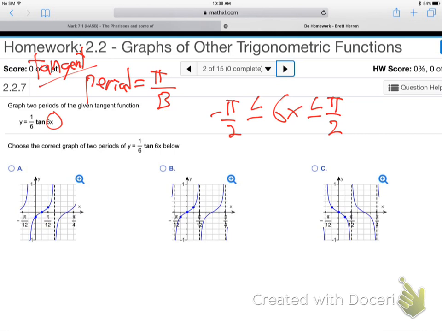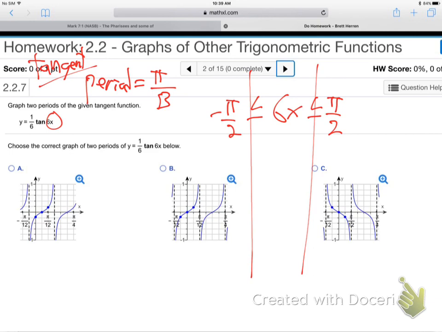To solve this, you can just divide through by 6, right? Try to get x alone, got to divide by 6. And how do you divide these guys? We just put a 6 in the bottom, put a 6 in the bottom, it's going to be pi over 12 for both of them. Is that making sense? So when you see this three-part kind of thing here, it's called a compound inequality.